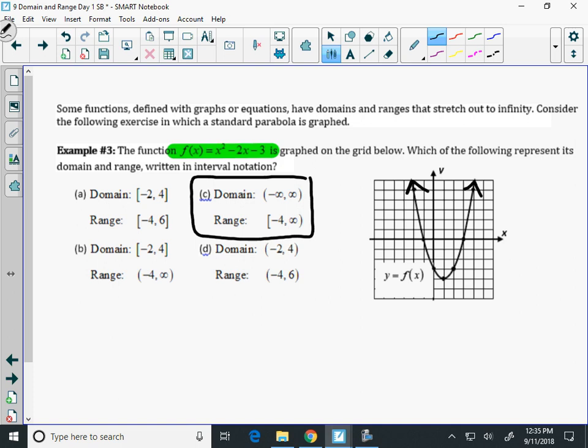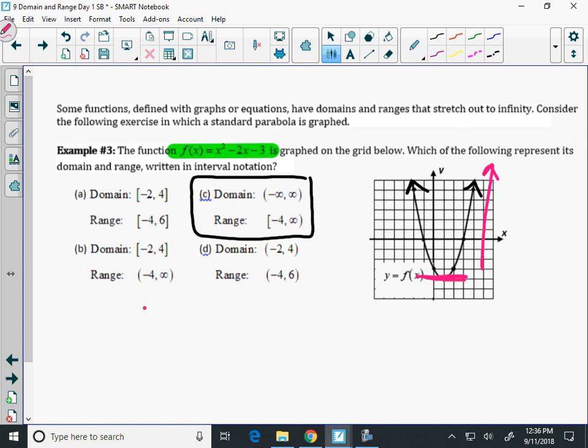Now, that's the only one, so let's make sure the range at least makes sense. The range says you start from -4, which is right here, and you go up to infinity. Does this graph go up forever? Yes. All right. So one thing I want to point out before we move on. What kind of symbol with the interval notation is always seeming to be with the infinities? Do you see any brackets with the infinities here?